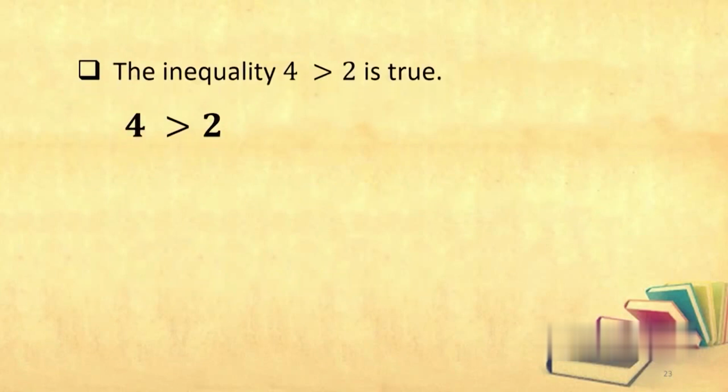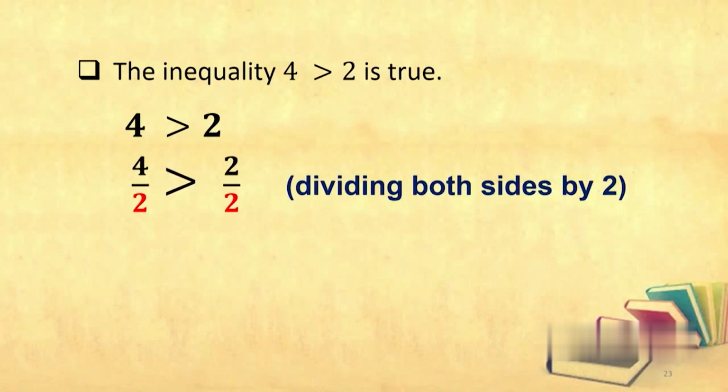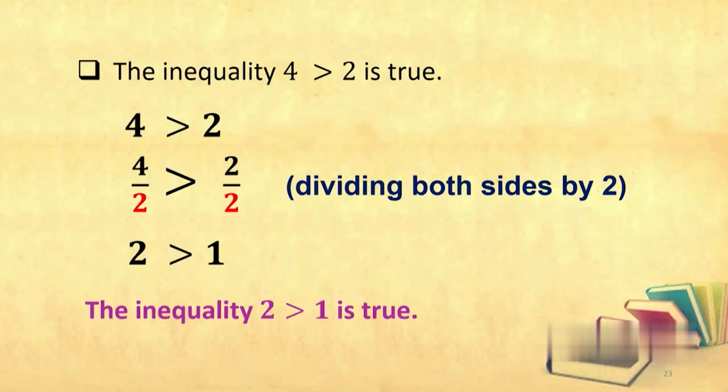So, look at that one. The inequality 4 is greater than 2. Now, we know that inequality is true. Now, I divide both sides by 2. Then what happened? 4 divided by 2? 2. On the right side 2 divided by 2? 1. Look at that. 2 is greater than 1. This one also is correct. This inequality is also correct.